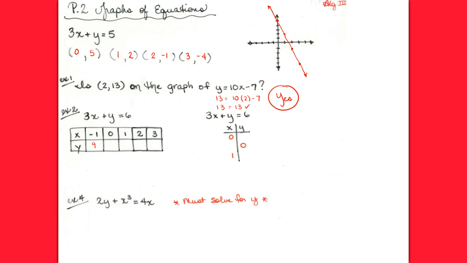All right, so what'd you get when you plugged in 0? 6. How about when you plugged in 1? 3. 2? 0. And 3? -3. So all of those are solution points, and all of those, if I were to plot those, they would be on the graph of the equation.